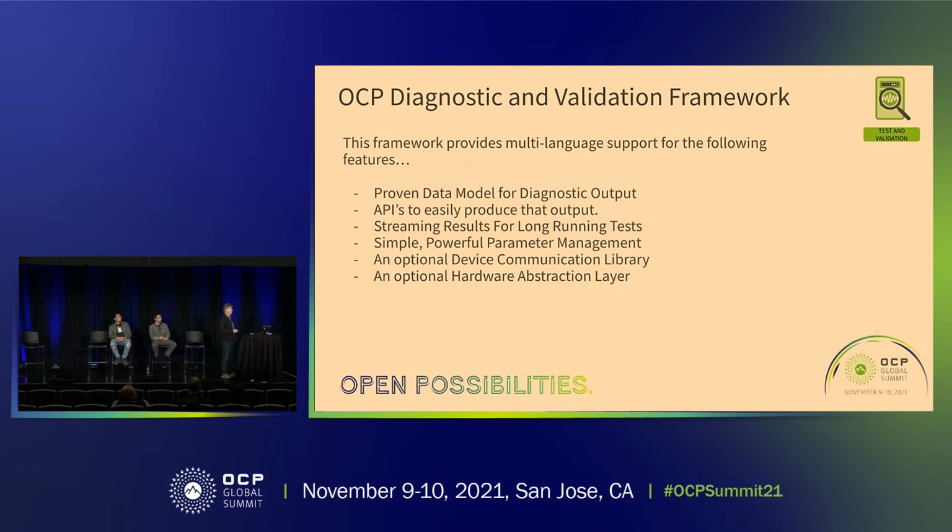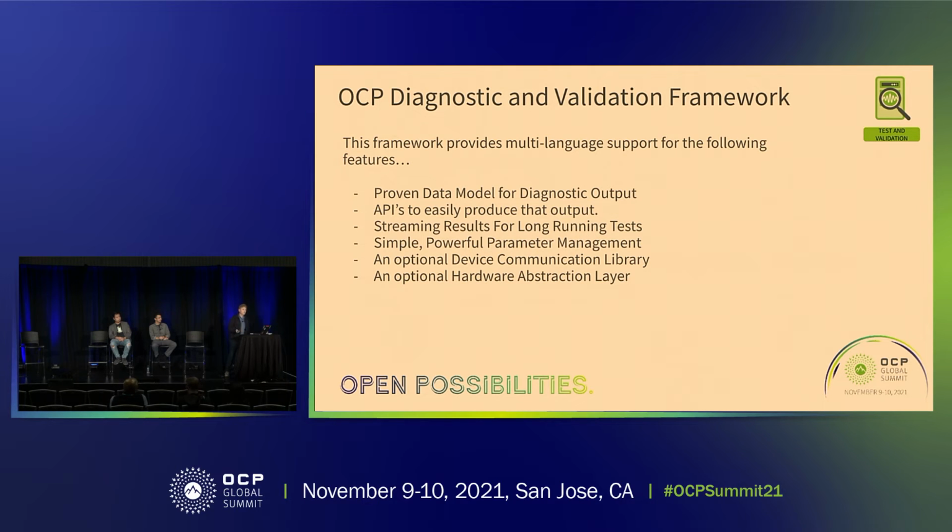So that's what we're trying to do with this framework, which we're calling the OCP Diagnostic and Validation Framework. What this basically does is it provides multiple language support. We know different people use different development tools. We have a proven data model for diagnostic output. We have APIs that make it very easy to produce that output. For very long-running tests that are used during validation, some of these tests may run for weeks. We have a streaming format.